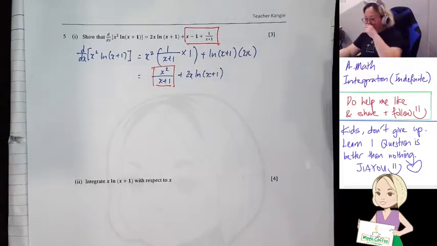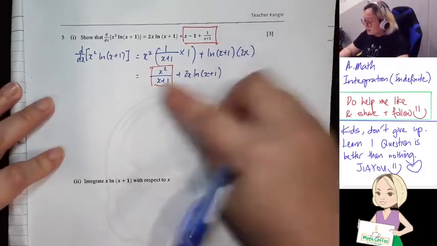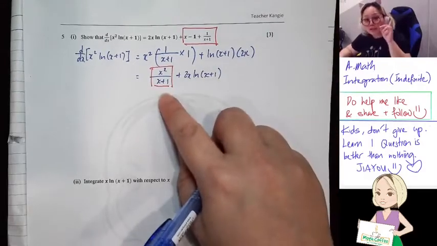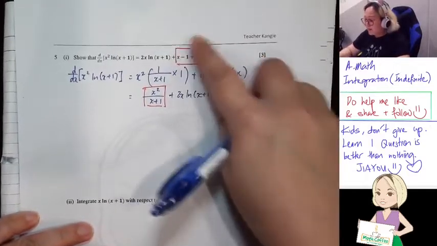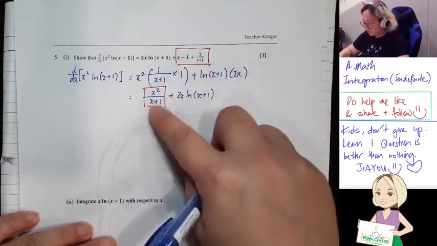Actually there's no other method. Differentiation of ln x is fixed, and differentiation of the exponential is also fixed. Okay, now let's see. Your task, the trick, is to look at this part and see how we are going to simplify to here.